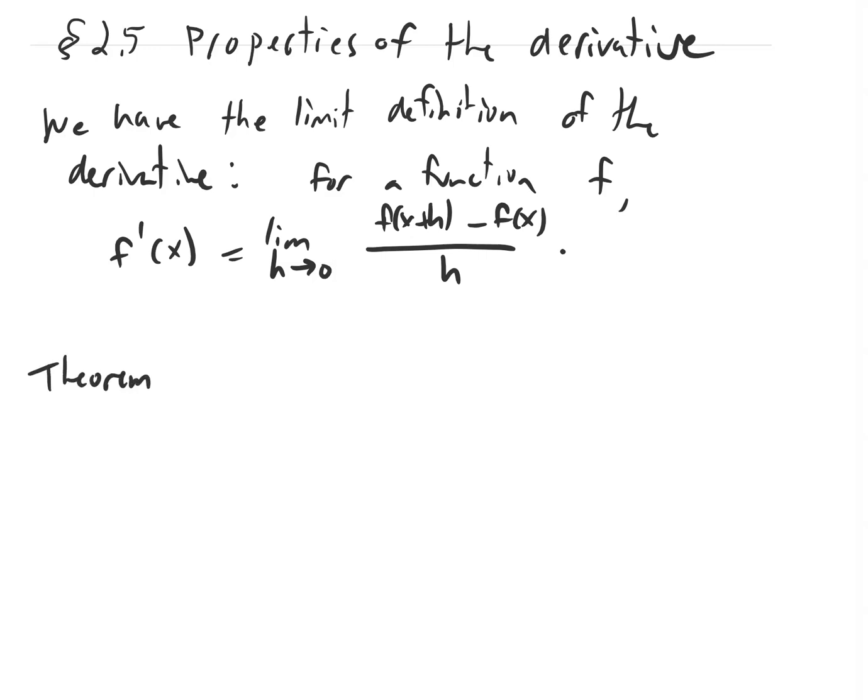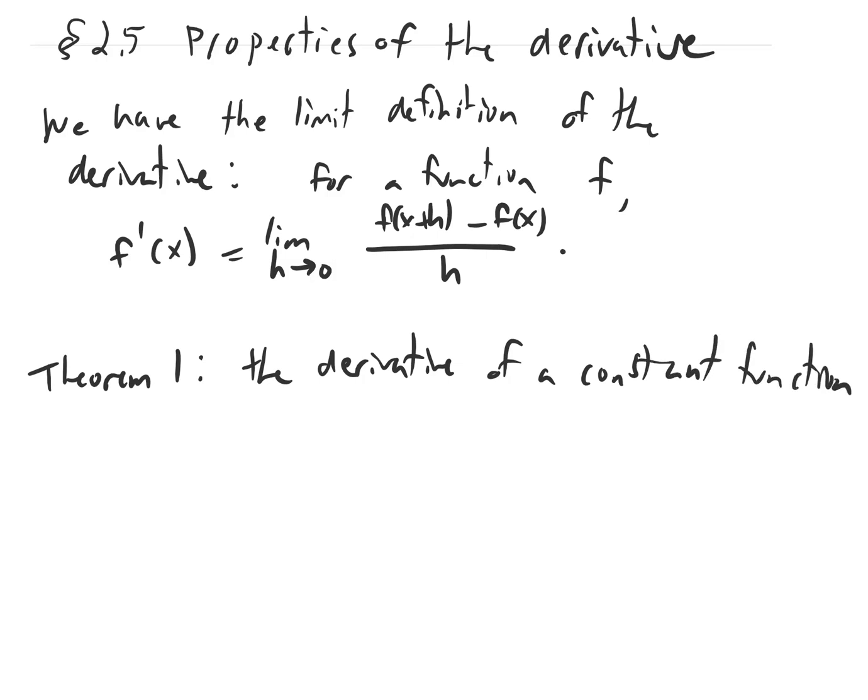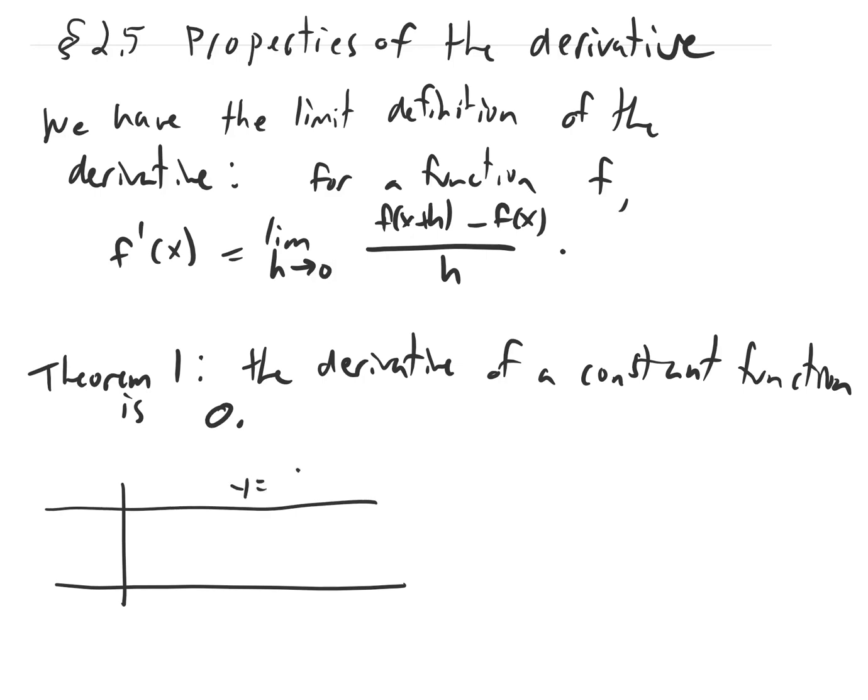We have this limit definition of the derivative, and since it's a limit, we get theorems about properties of derivatives. Theorem 1, the derivative of a constant function is 0, my favorite number. Let's look at an example. Imagine we have a constant function, which just looks like a horizontal line. y equals f of x is equal to k, which is some constant, just any real number.